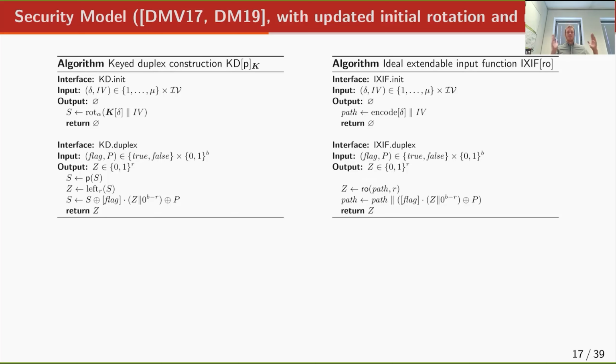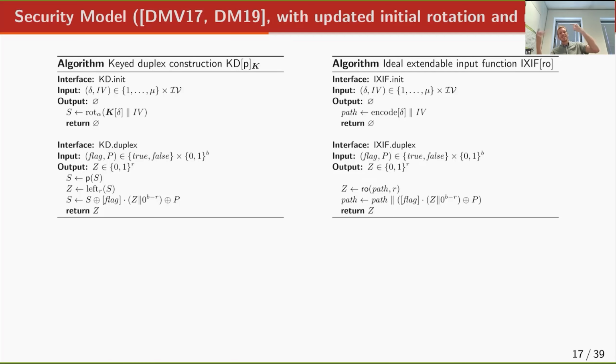Okay, so it takes the path up to that duplexing call. It uses this path to output r bits, and then it updates the path by everything that's happening during that duplexing round. So envision the system where you have an IV, then you make a duplexing call, you make a duplexing call, and then you make another duplexing call.